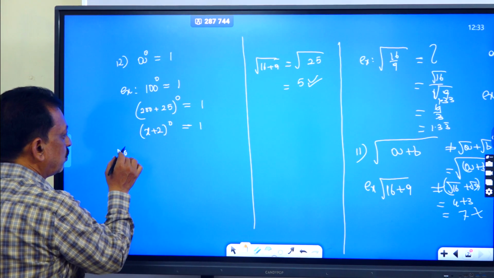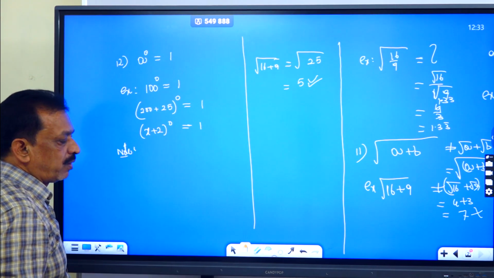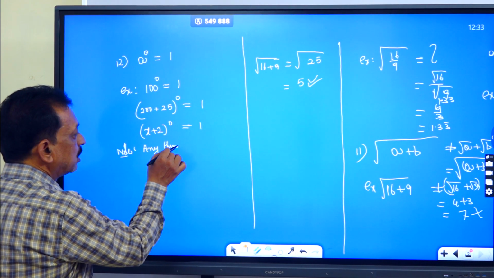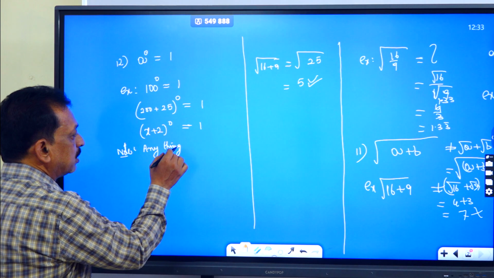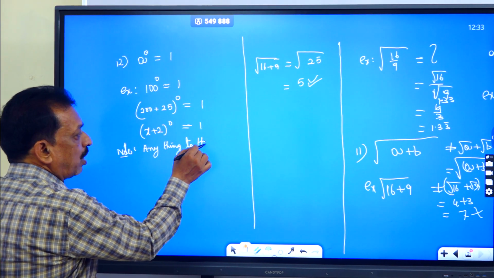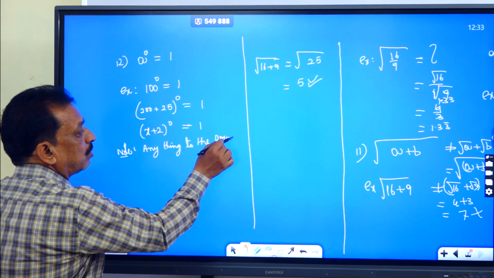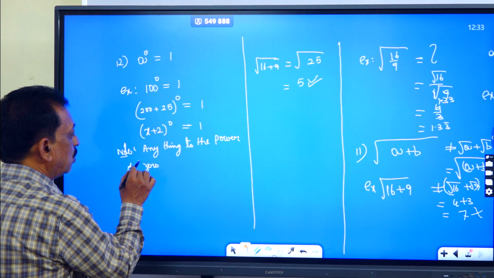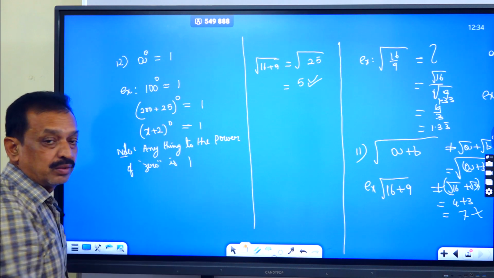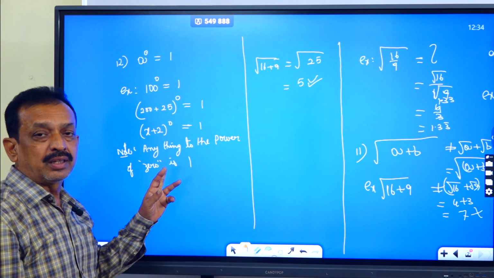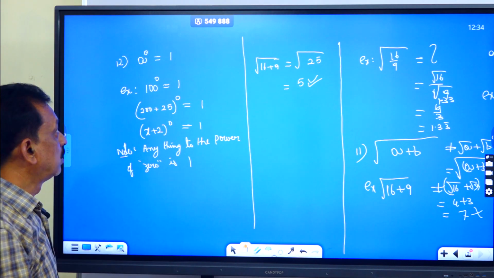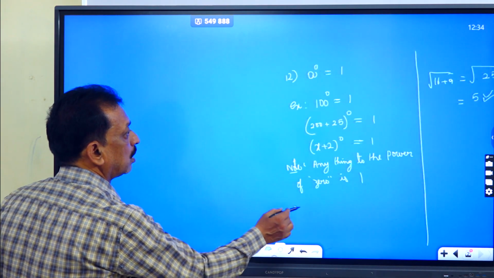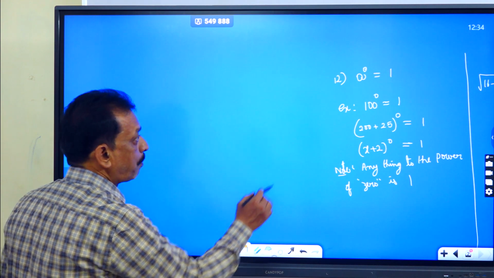Right? Note. So anything to the power of 0 is 1. All of you understanding? Anything to the power of 0 is 1. Next. Right, the next one.